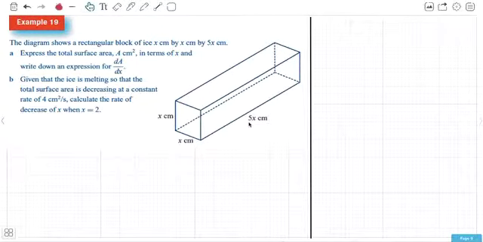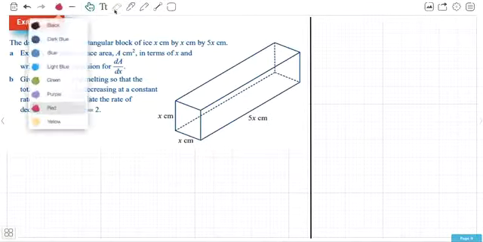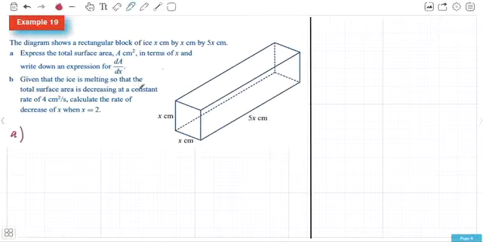So this example 19, we've got a diagram which shows a rectangular block of ice cream, and the ice cream is melting, so this block is actually getting smaller. Now the first part of the question here asks you for the total surface area A, which they're giving in centimetres squared, in terms of x, and using that to help you write down an expression for dA/dx.